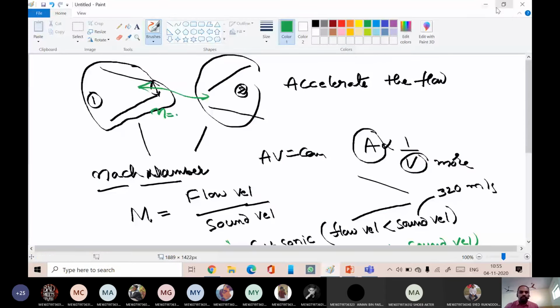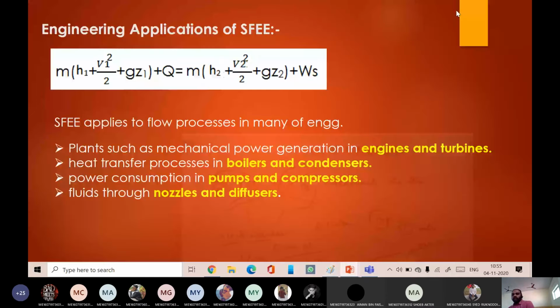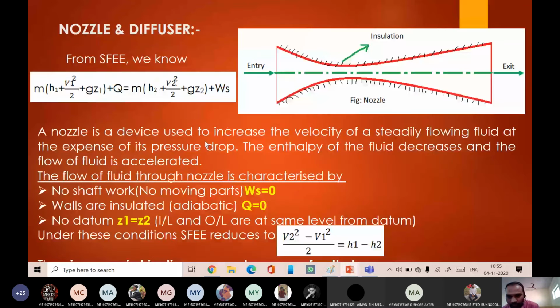Okay. Right. Now tell me, are there any moving parts in the nozzle? No, only the fluid is moving. The nozzle is stationary, right? Now, in the absence of moving parts, is there any shaft work in the case of a nozzle? In the absence of moving parts, the shaft work is equal to 0. Agree?